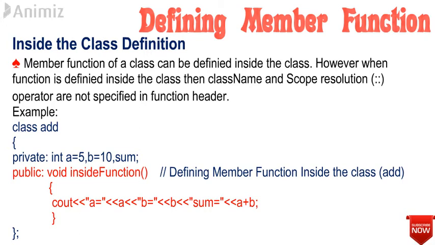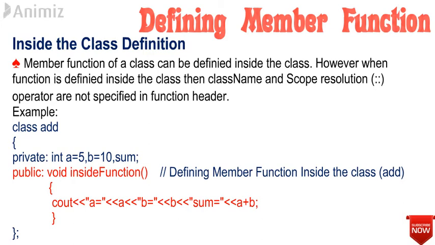However, when function is defined inside the class, then class name and scope resolution operators are not specified in function header. Consider the following example where the class name is add, data member, which is declared in int, assigned with some variable a, the value is 5, b, value 10, and sum, which has to be calculated. So a, b, and sum are data member. We are declaring one member function inside the class, that is inside function.